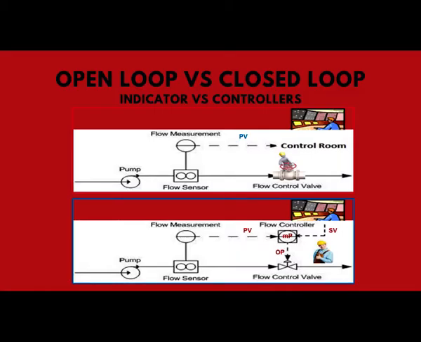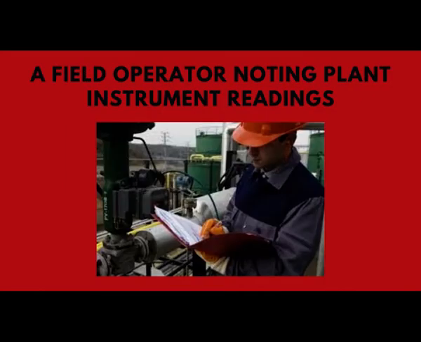Here in this case, the process variable comes from the field to the control room, and the set variable comes from the control room to the microprocessor, and finally the output goes to the control valve. So, this is why it is known as a closed loop, whereas in the previous case it is just one-way traffic, and it is known as open loop. So, the first scenario can also be called just an indicator, whereas the second scenario is an example for the controller.